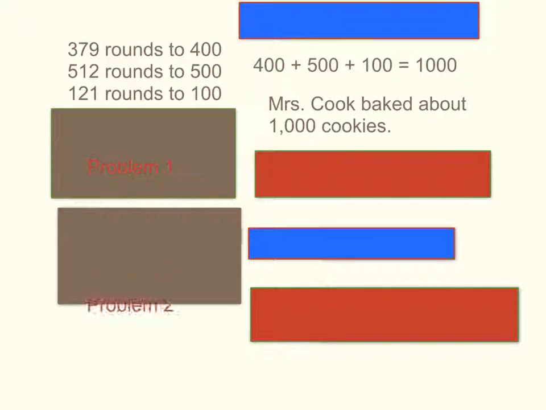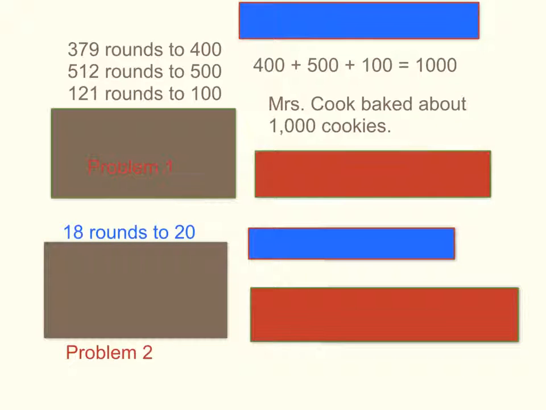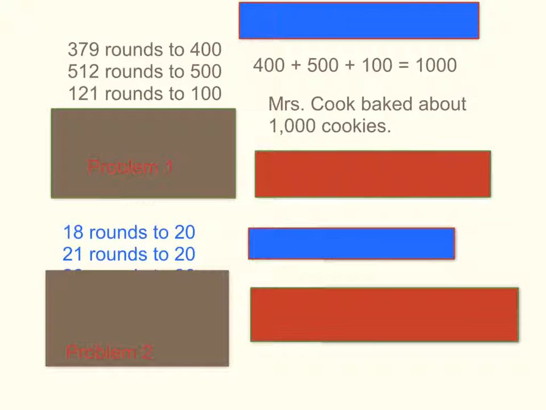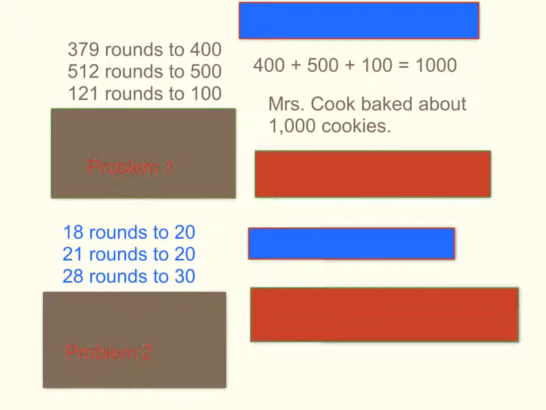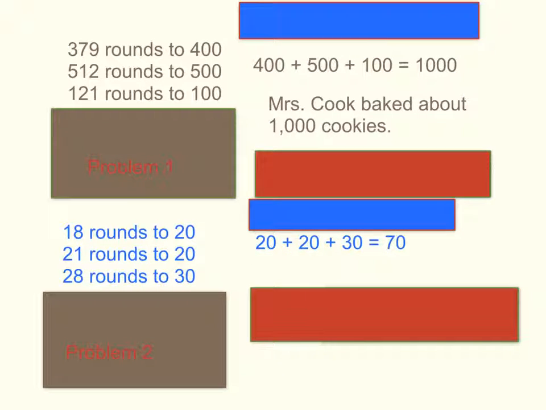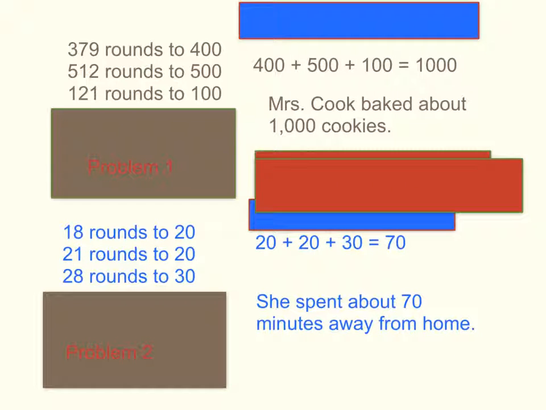On to problem 2. 18 rounds to 20, 21 rounds to 20, and 28 rounds to 30. So then we take those 3 new numbers and we add them. 20 plus 20 plus 30 equals 70. She spent about 70 minutes away from home.